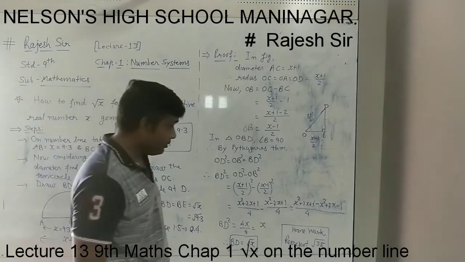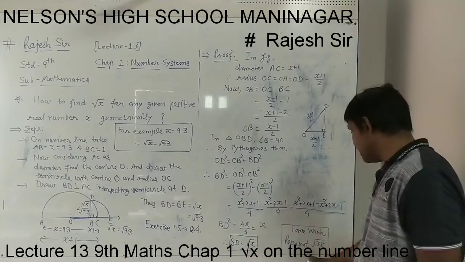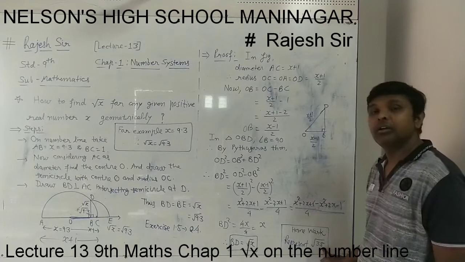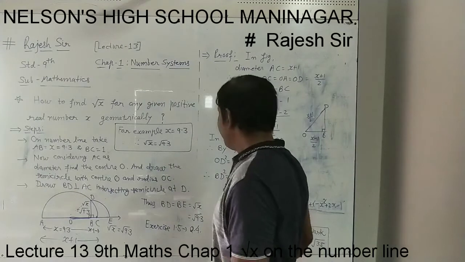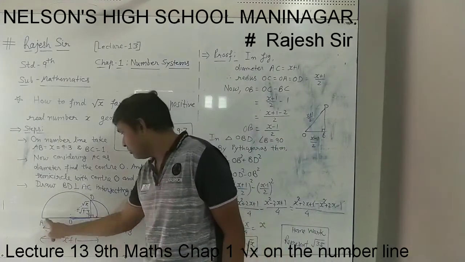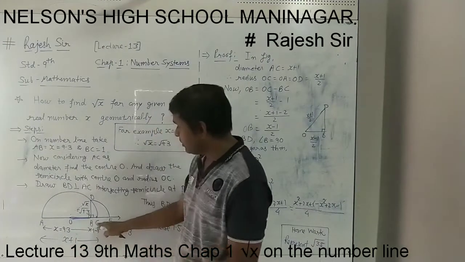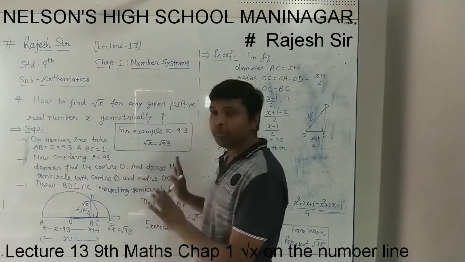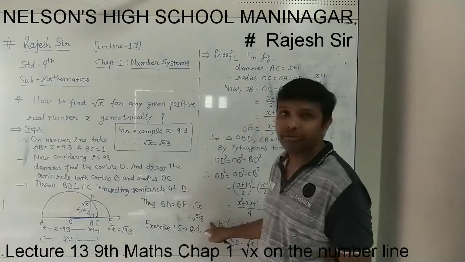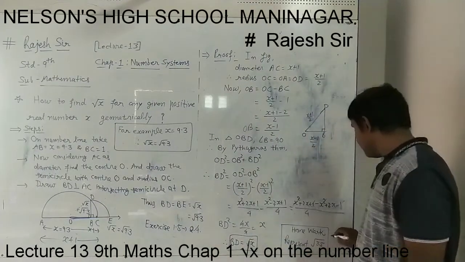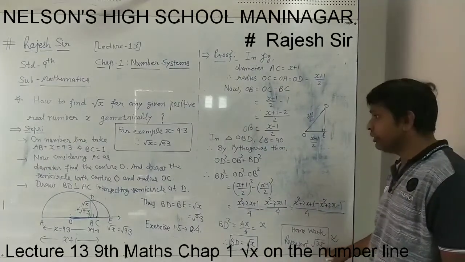In the textbook, one example is given, not with numbers but directly showing this method: root 3.5 has to be shown on the number line. So what do we have to do? We have to take x equal to 3.5. You will draw AB of 3.5 in place of 9.3. And then with the same method, BC as 1 and everything, following the same pattern, you will get BD equal to root 3.5 at the end. So this is your homework. By this method only, you have to represent root 3.5.